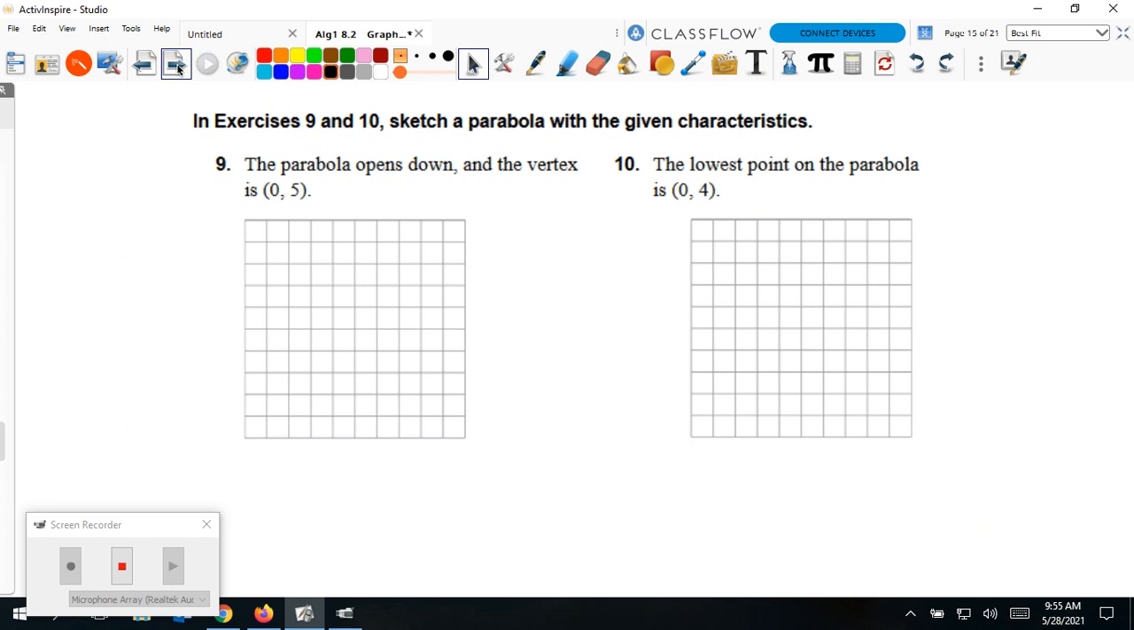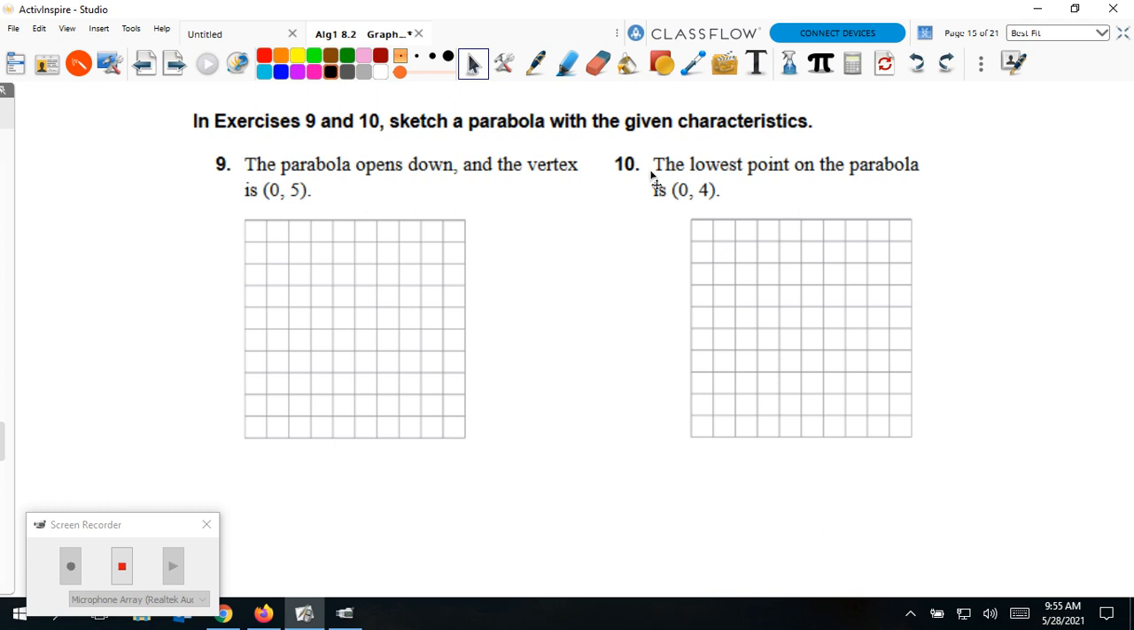Just says to sketch a parabola with the given characteristics. And I'm going to have you try these and see if you can maybe do this on your own. Number 9, the parabola opens down. So you know you're going to draw one opening down. And the vertex is at (0, 5). So you just draw a coordinate plane, put your vertex at (0, 5) opening down, and that's all you need to do.